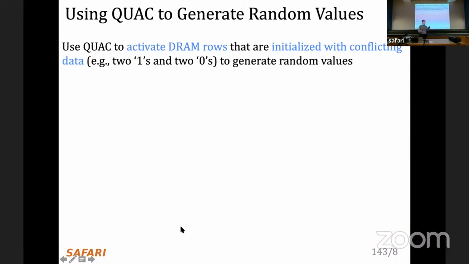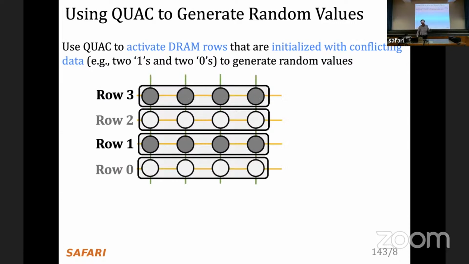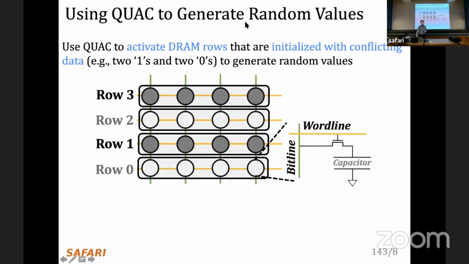If you activate 4 rows with different data values, you can see the conflicting data values, and then you can generate random values. So 2 rows have 1s and 2 rows have 0s. Now, what happens if you activate all those 4 rows? They compete with each other. And in the end, the result is determined based on the noise that's inherent to the process variation that you have in the sense amplifier and the bit line. So that's the basic idea. You activate 4 rows concurrently.